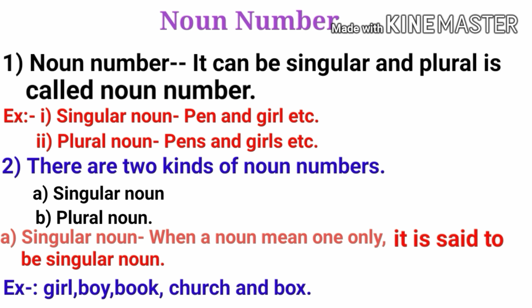So let's see the definitions. Here is the first definition, of singular noun. So what is a singular noun? When a noun means one, it is said to be a singular noun. For example, girl, boy, book, church, and box. These are examples of singular nouns, and it's really very important to know. So let's move on to the next page.